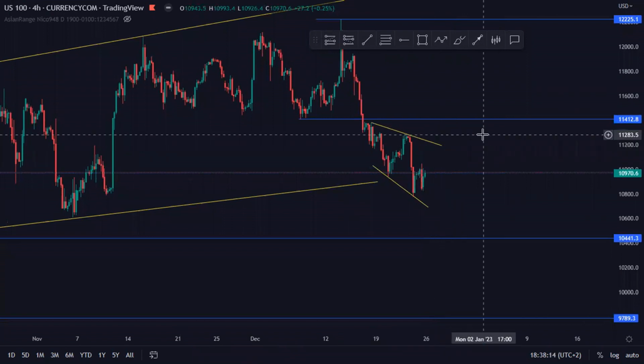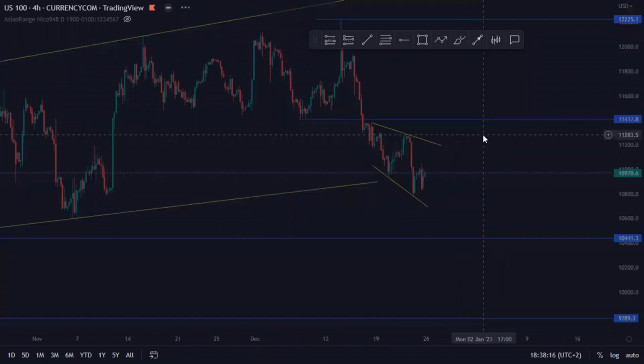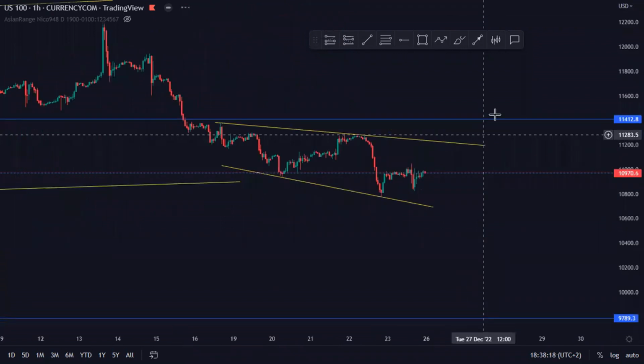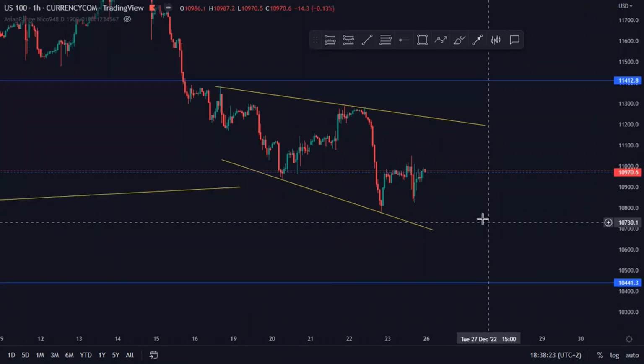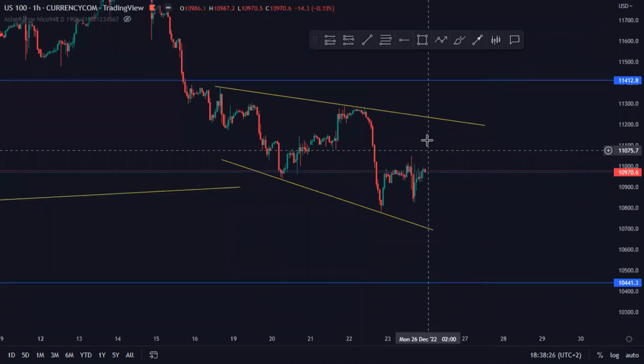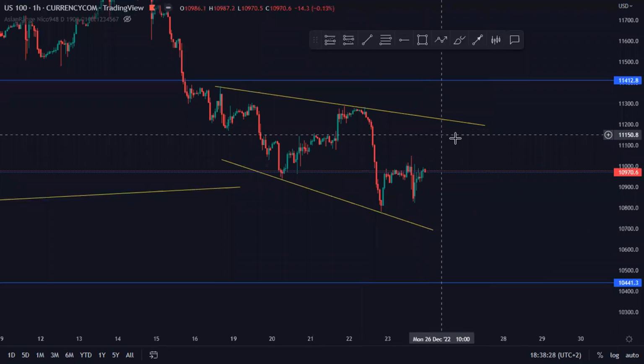Okay, so just dive into our 1 hour, see what's there. Now on the 1 hour time frame, there's really nothing much. All we are now waiting for is for price just to evolve.